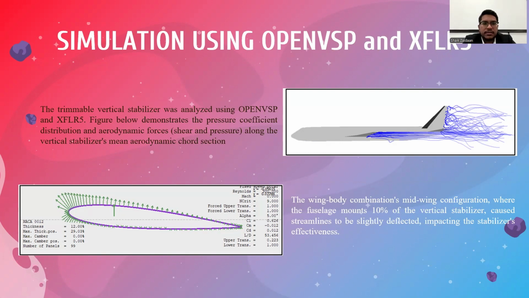Here in the first diagram, you can see the trimmable vertical stabilizer, which is analyzed using OpenVSP, where the figure below demonstrates the pressure coefficient disturbance and aerodynamic forces, along with the vertical stabilizer mean aerodynamic chord section. In the second diagram, you can see the wing body combination, mid-wing configuration, where the fuselage mounts up to 10% of the vertical stabilizer causing streamlines to be slightly deflected, impacting the stabilizer effectiveness. The thickness was 12%, maximum camber was 0.00%, and the maximum thick position was 29.03%.